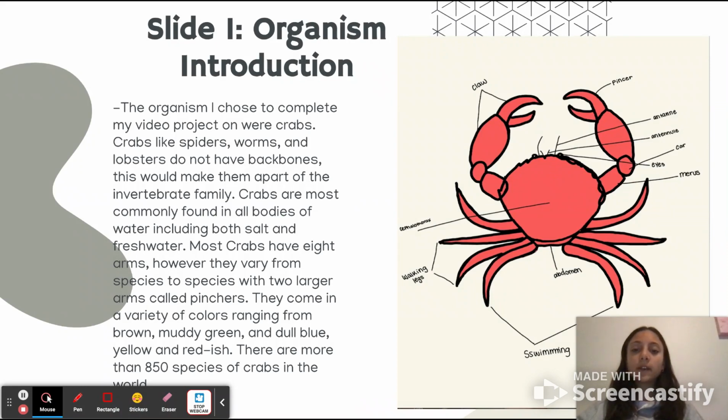Crabs are most commonly found in all bodies of water, including both salt and freshwater. Most crabs have 8 arms, pictured here in the diagram that I drew, and however they can vary from species to species, but almost all species have these 2 large claws with pinchers attached to the top. They come in a variety of colors ranging from brown, muddy green, and dull blue, as well as yellow and red. There are more than 850 species of crabs in the world.